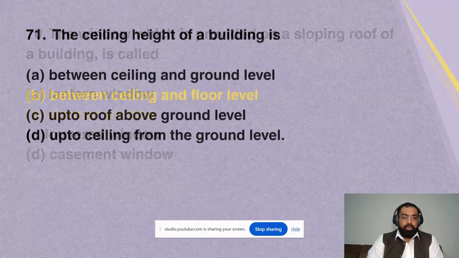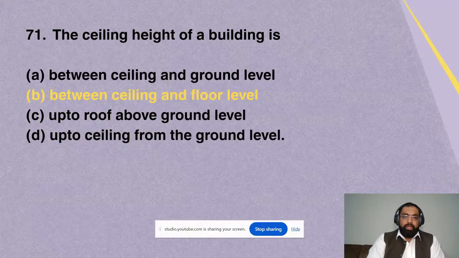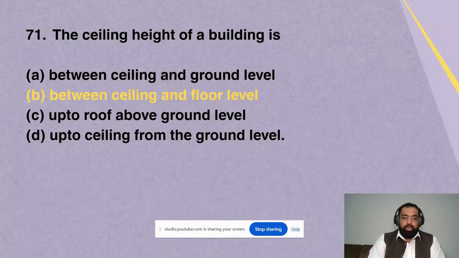Question 71. The ceiling height of a building is, what is ceiling height? You must have listened to and read this term. It is between ceiling and ground level, or between ceiling and floor level, up to roof, above ground level, up to ceiling from the ground level. So option B is correct, which is height between ceiling and floor level.